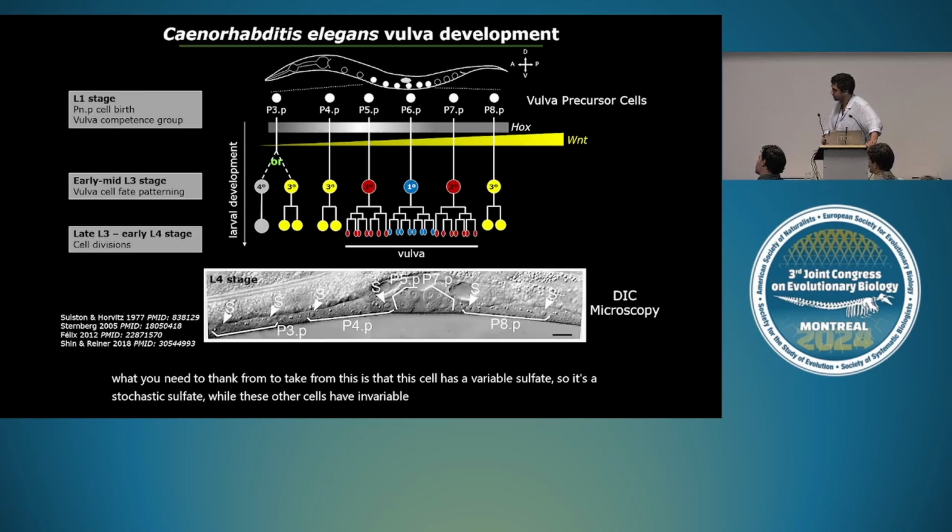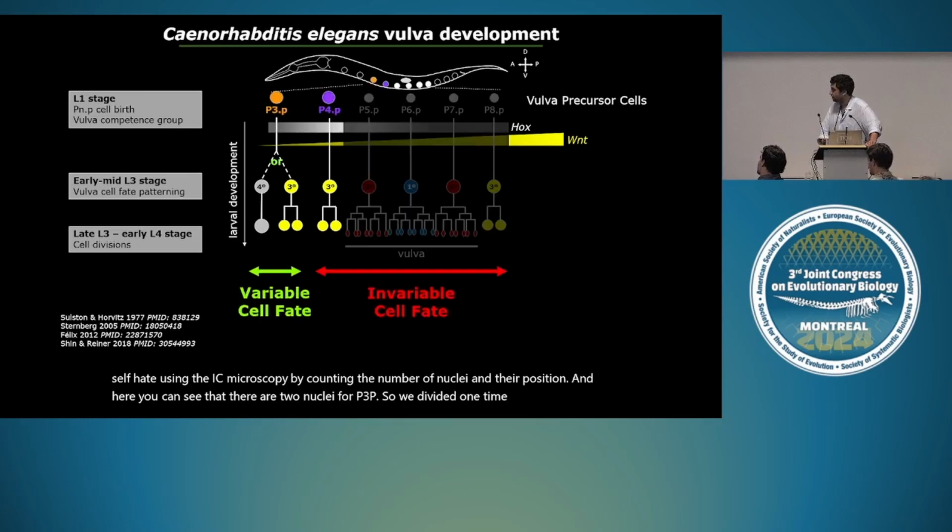And we make these inferences of cell fates using DIC microscopy, by counting the number of nuclei and their position. Here you can see that there are 2 nuclei for P3.p, so it divided one time. Okay. So for the rest of the talk, I'll be focusing on these two cells, P3.p and P4.p.